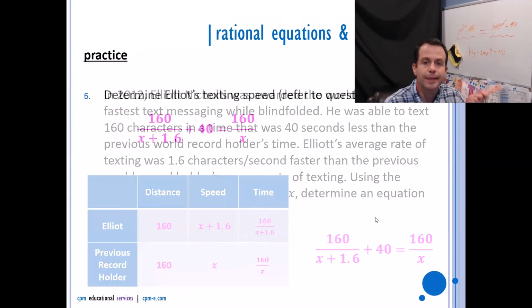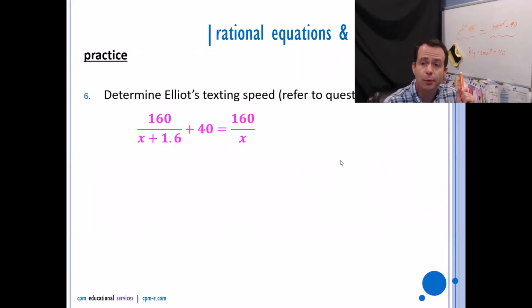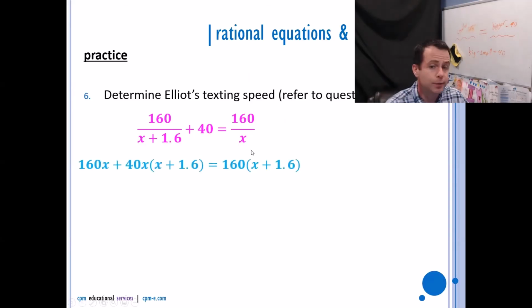All right, then we are going to use that equation and determine Elliot's texting speed. So we are actually going to solve this now. The common denominator is going to be x times x plus 1.6. Either I rewrite everything as a common denominator or I multiply everything by x times x plus 1.6, however you like to do it. I chose this time around to just multiply everything by x times x plus 1.6. So when I do that to the first guy, the x plus 1.6 divides out and I was just left with 160 times x.